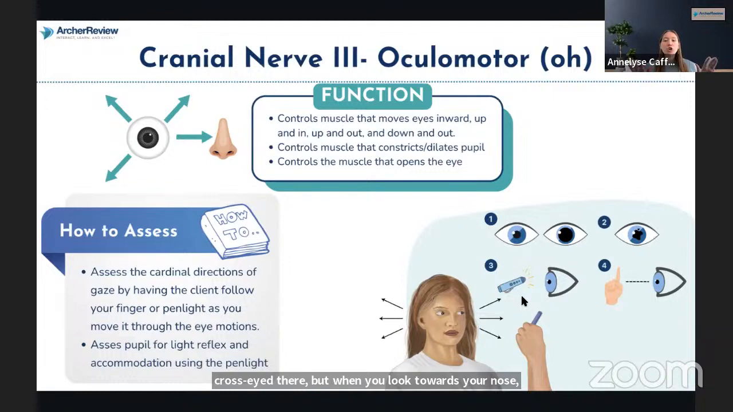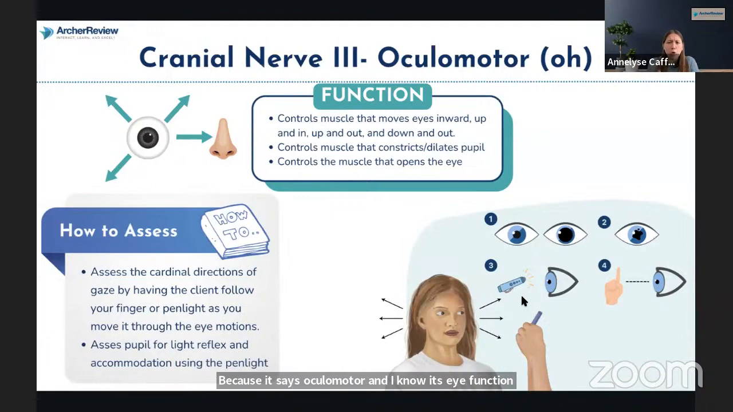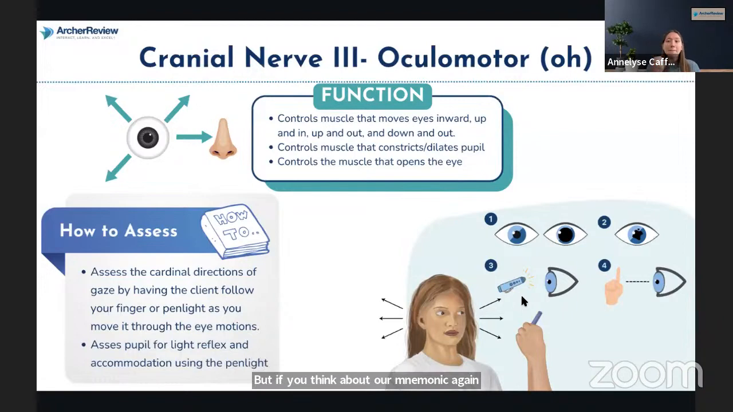But I want you guys to not forget these last things, because this is what I tripped up on in nursing school a lot. I would forget that because it says oculomotor and I know it's eye function and eye movements, I'd be like, okay, that's the role of cranial nerve 3. But if you think about our mnemonic again, some say marry money. So they actually have a couple different purposes, because it does those eye movements, but it also is going to control the muscle that opens the eye. So just being able to blink and open our eyes, that's cranial nerve 3 again.